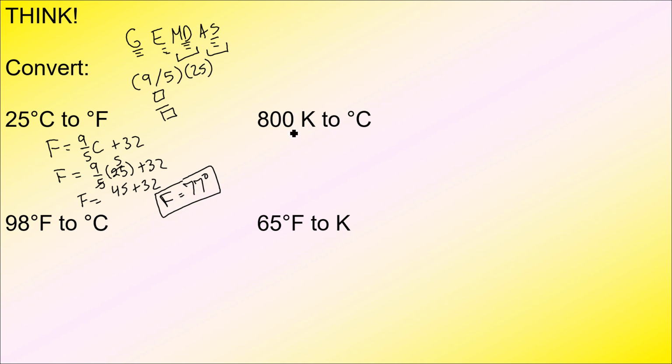All right, let's do this one over here. We're going to change Kelvin to degrees Celsius. So we want C equals Kelvin plus 273. That's our formula. So 800 Kelvin, add the 273.